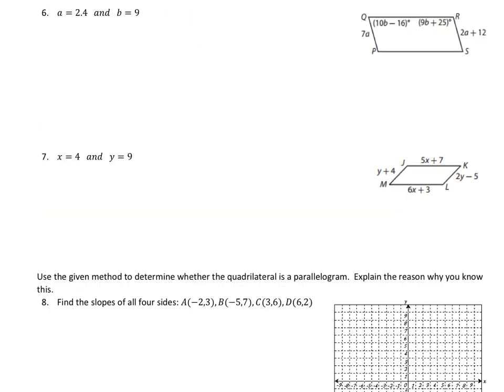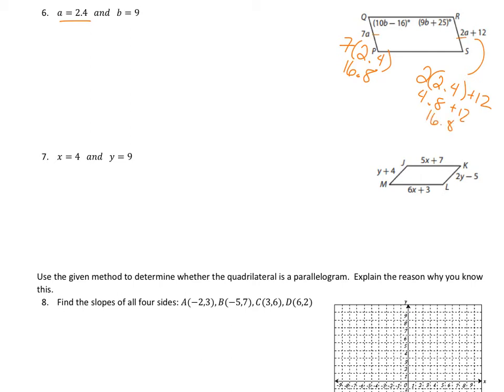6 is going to be the same idea, so we need to put in the values of A and B into our picture and determine if that's enough information to say that this is a parallelogram. And if we go ahead and do that for the A, so A is 2.4, so 7 times 2.4 is 16.8. So that's what this one side will equal. Let's do the same thing over here for the 2 times A. So 2 times 2.4 plus 12. 2 times 2.4 is 4.8. Plus 12 more gives us a 16.8.